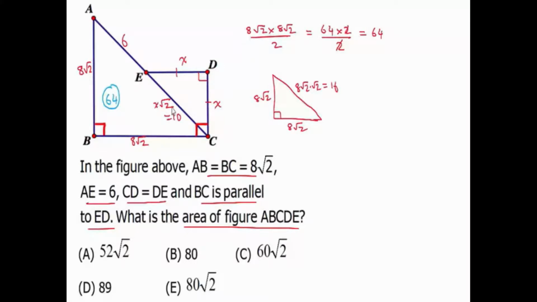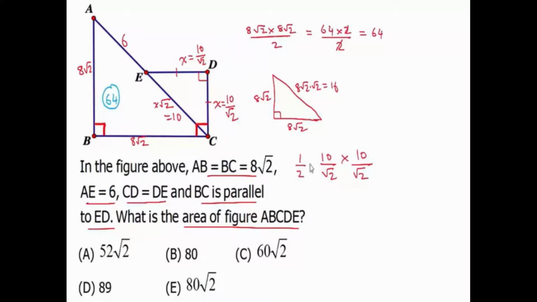And coming back to the small triangle, if x square root 2 is 10, then x is going to be equal to 10 over square root 2. So we have these lengths now. We can find the area of triangle EDC as base times the height divided by 2, or times 1/2.